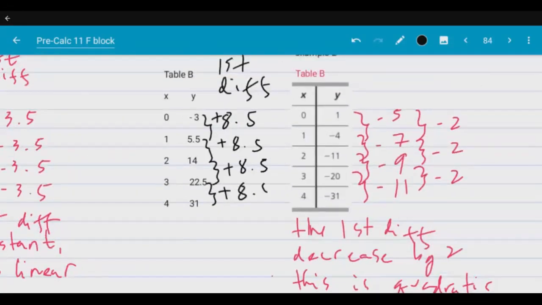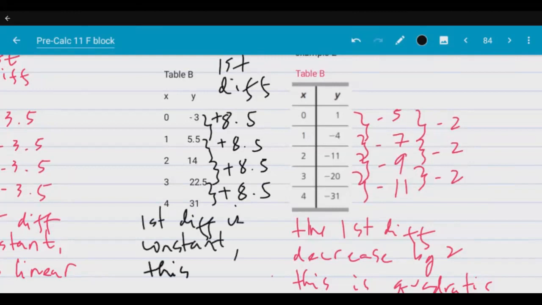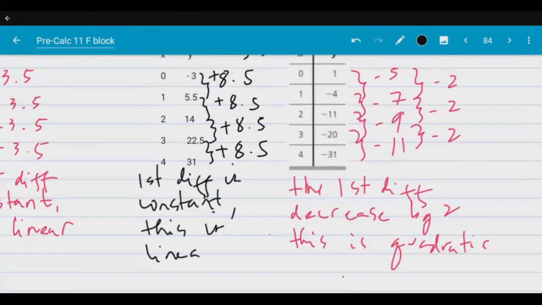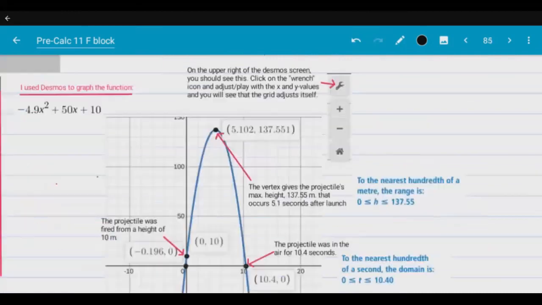And what does that tell us? Since the first difference is constant, it is increasing by 8.5. This is linear. Makes sense? Okay. So probably we can go ahead and do check your understanding number 3 to finish this off.